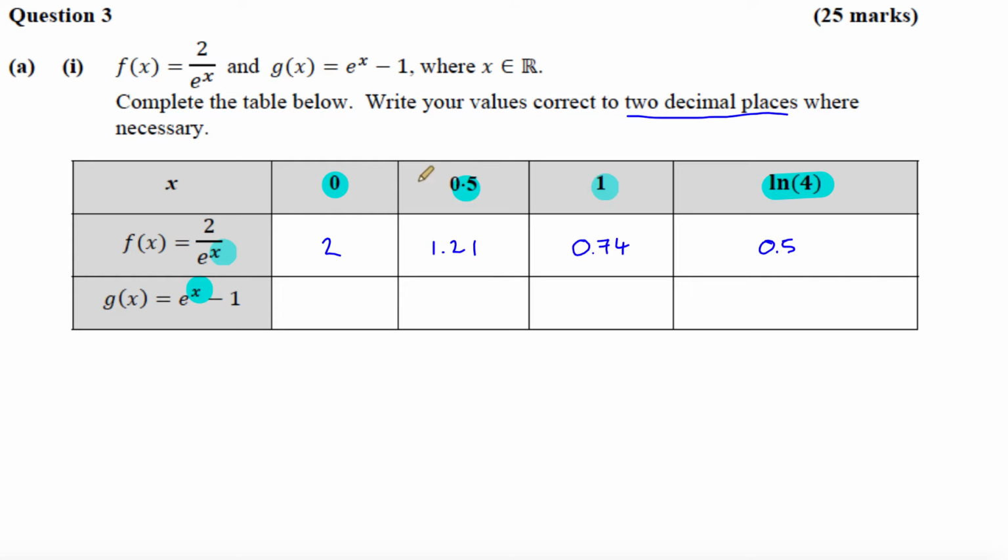Now we're going to substitute the same values into the function g of x in the position of the x. So the first answer we get is 0. The next answer, correct to 2 decimal places, is 0.65. Third one is 1.72. And finally we get an answer of 3. So that's A part 1 finished.